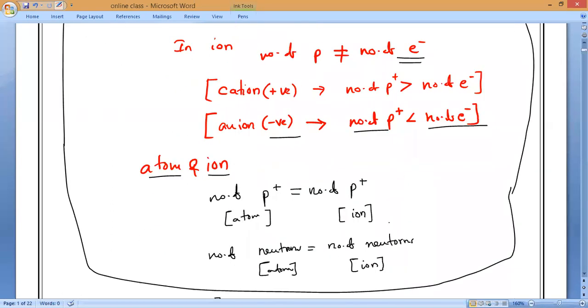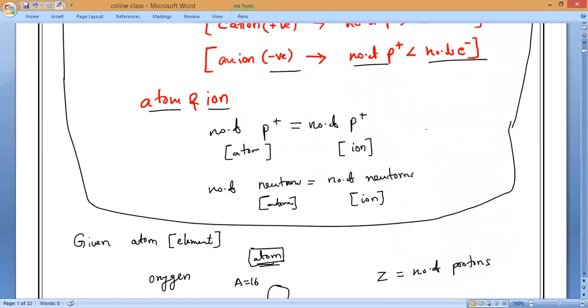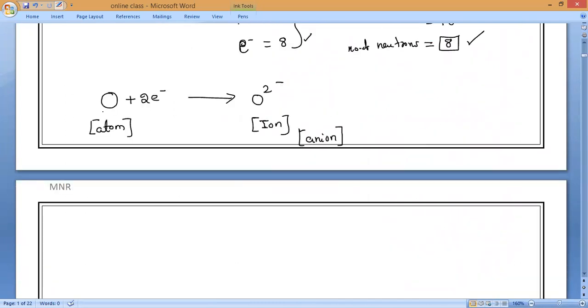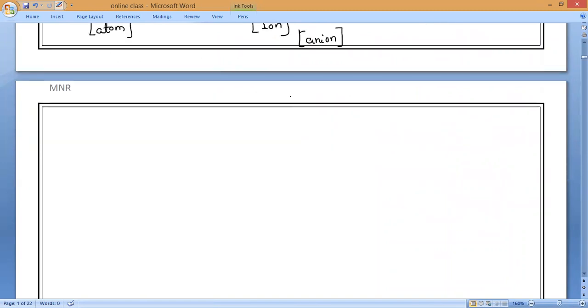Electrons are greater. How many? Here electrons are 8 and 2 are being added. So the total number of electrons in the ion is how many? 2 is adding. Before, 8 are there. Now 2 you are adding. Totally how many? 10, sir. Yes. Next.